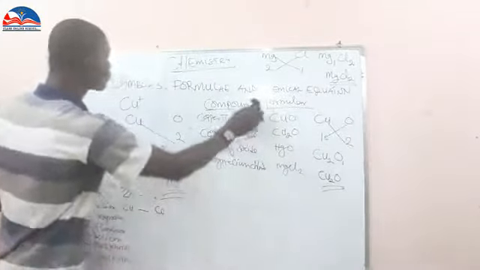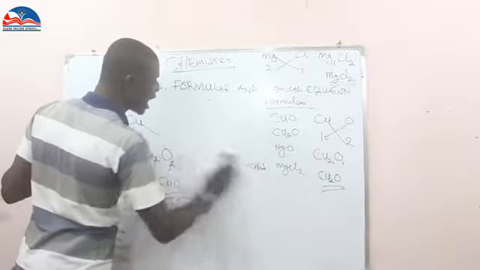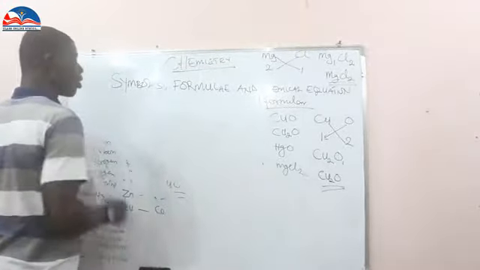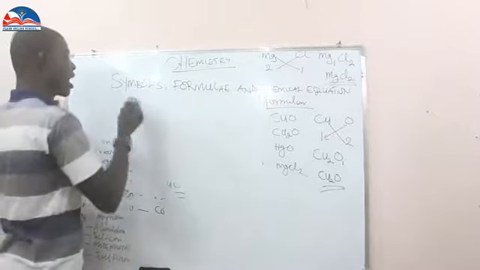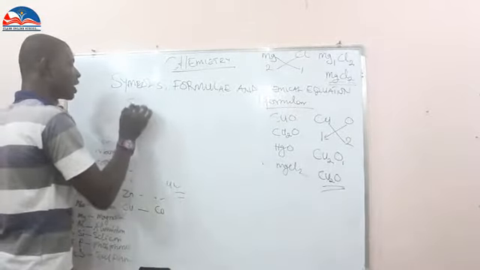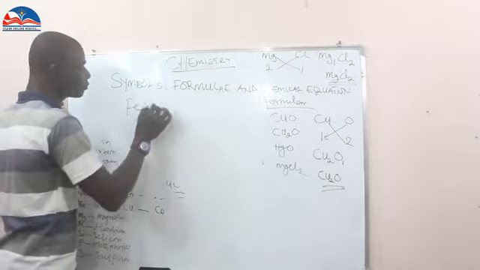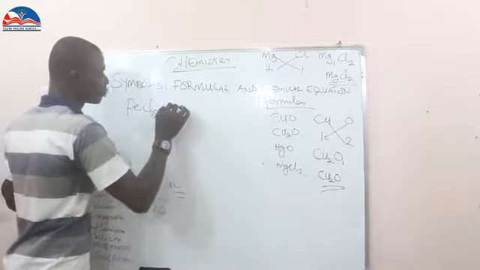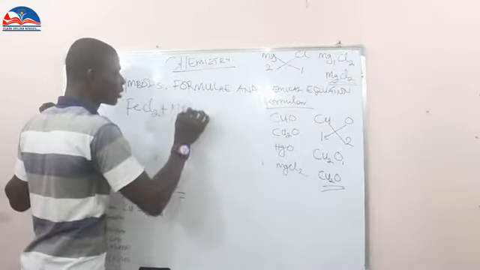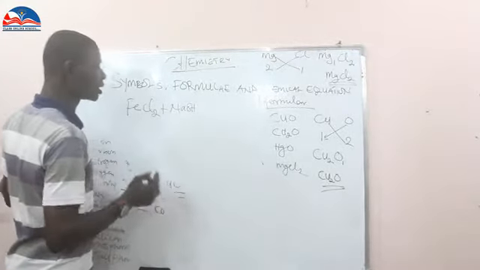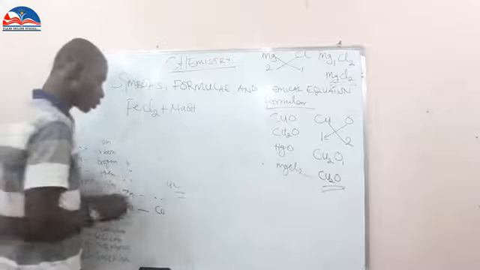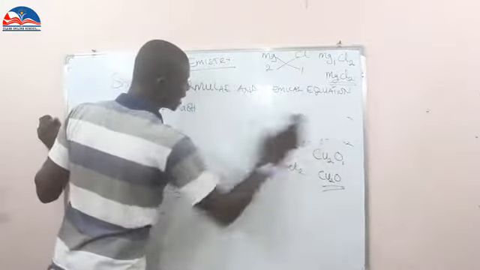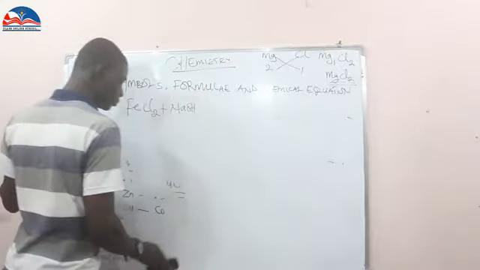For example, if I have iron 2 oxide or iron 2 chloride, suppose they give me iron 2 chloride plus sodium hydroxide. This is the chemical equation now. Supposing that they give me this, so what am I going to have at the end, and how do I balance the equation?